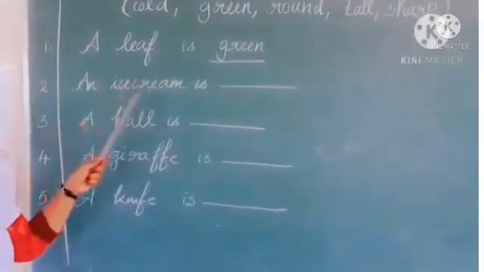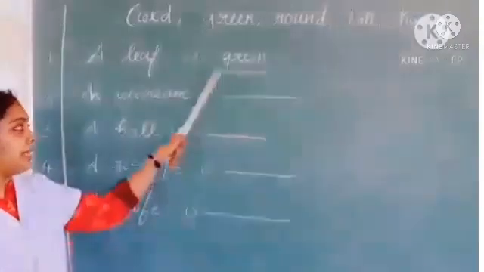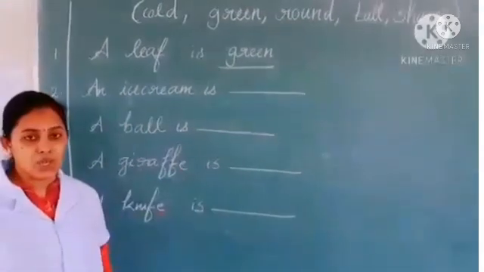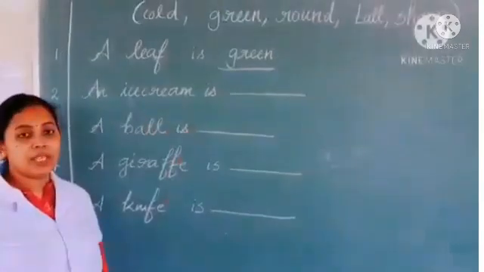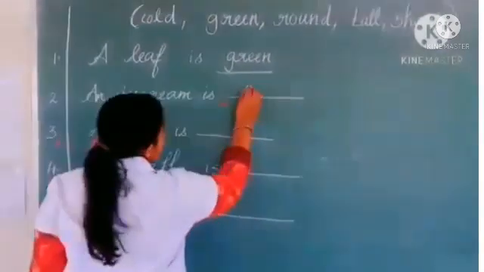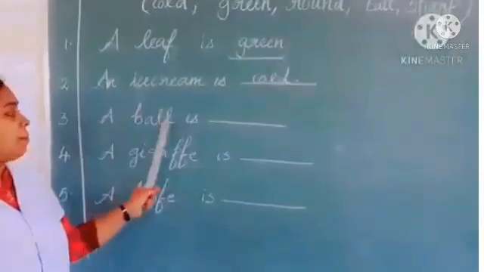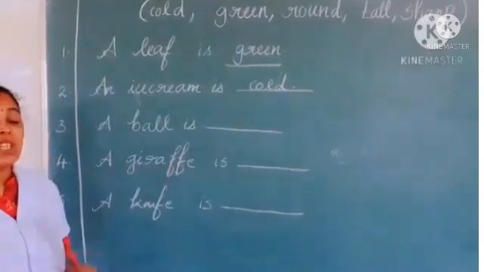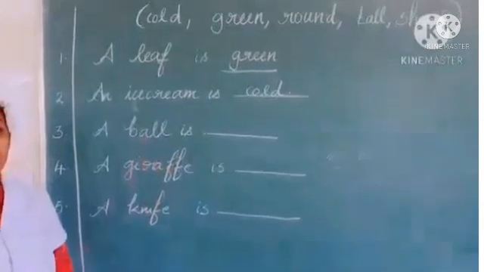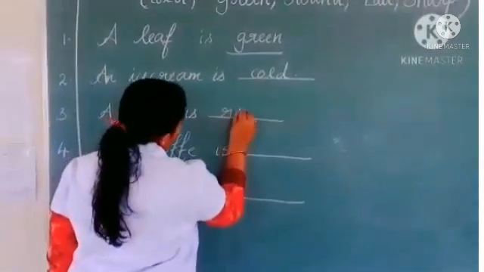First one they have already completed. A leaf is, what's the color? Yes, green. And second one, an ice cream is dash. Which adjective can we use here? An ice cream is cold. Yes. An ice cream is cold. Third one, a ball is dash. What is the shape of the ball? Yes, round. So here it shows the shape of the noun. So a ball is round.